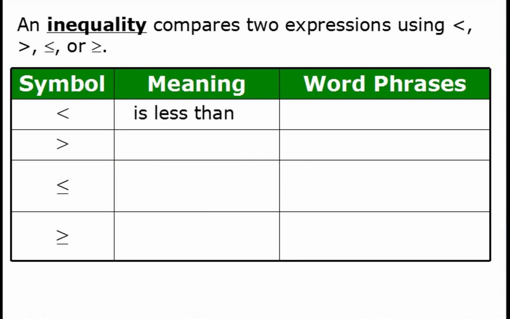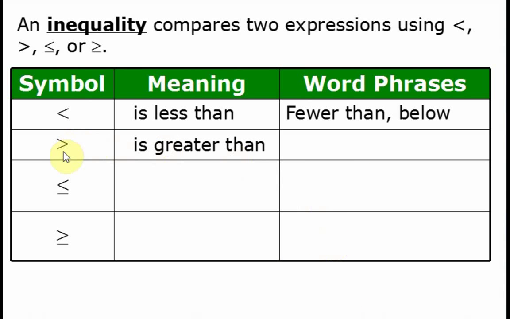So you're going to see that this is less than, and some words or phrases used are fewer than, below, and some others. We have this one, which is greater than. This symbol is greater than if the number to the left of it is greater than the number on the right. The words or phrases here are more than, above, etc., and some other words used in those.